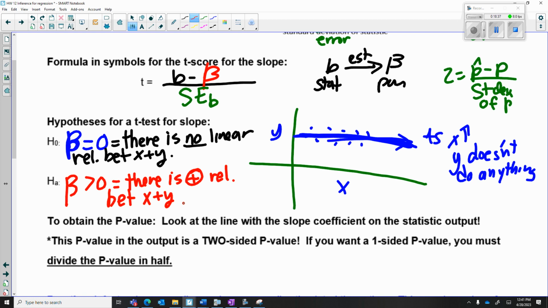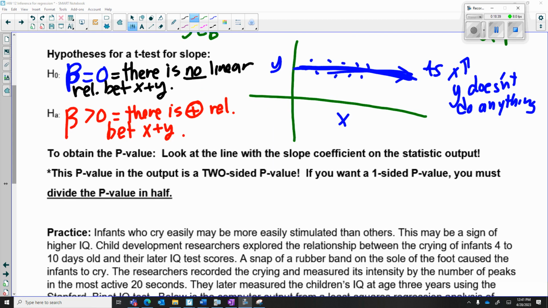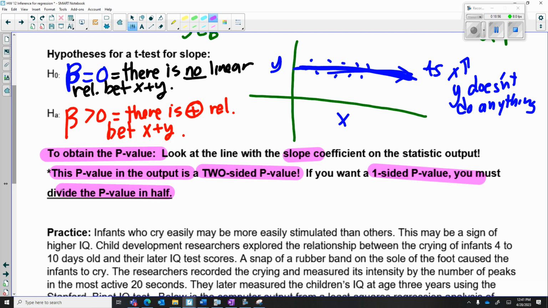So it says here, to obtain the p-value, and I'm going to highlight this, we have to look at the line with the slope, and look next to it, and there's going to be a p-value. The p-value in the statistic output is usually a two-sided p-value. So if we want a one-sided p-value, we have to divide the p-value in half.